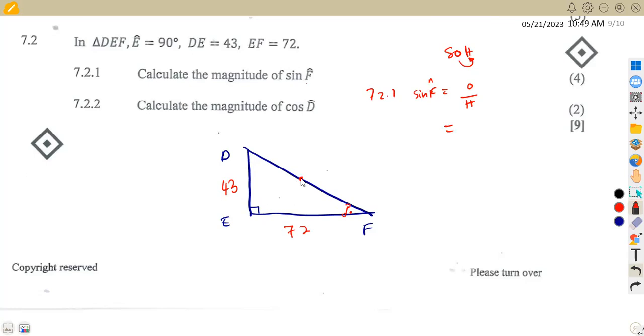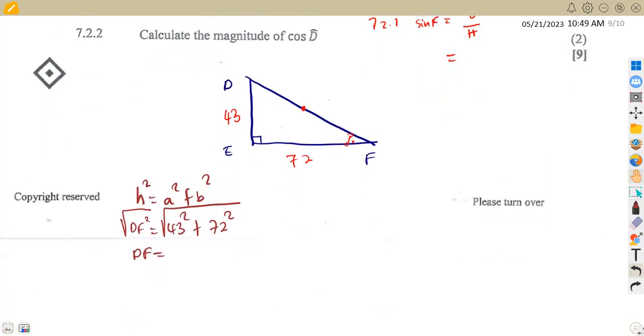We do not have the hypotenuse. We are forced again to calculate the hypotenuse, which is DF. Okay, so let's calculate our hypotenuse. Remember, the hypotenuse squared is equal to A squared plus B squared. So meaning to say hypotenuse, which is DF squared, is equal to 43 squared plus 72 squared. So to find DF, introduce the square root. DF is going to be the square root of 43 squared plus 72 squared, which is going to be 83,863, something like that, to 3 decimal places. So this is your DF.